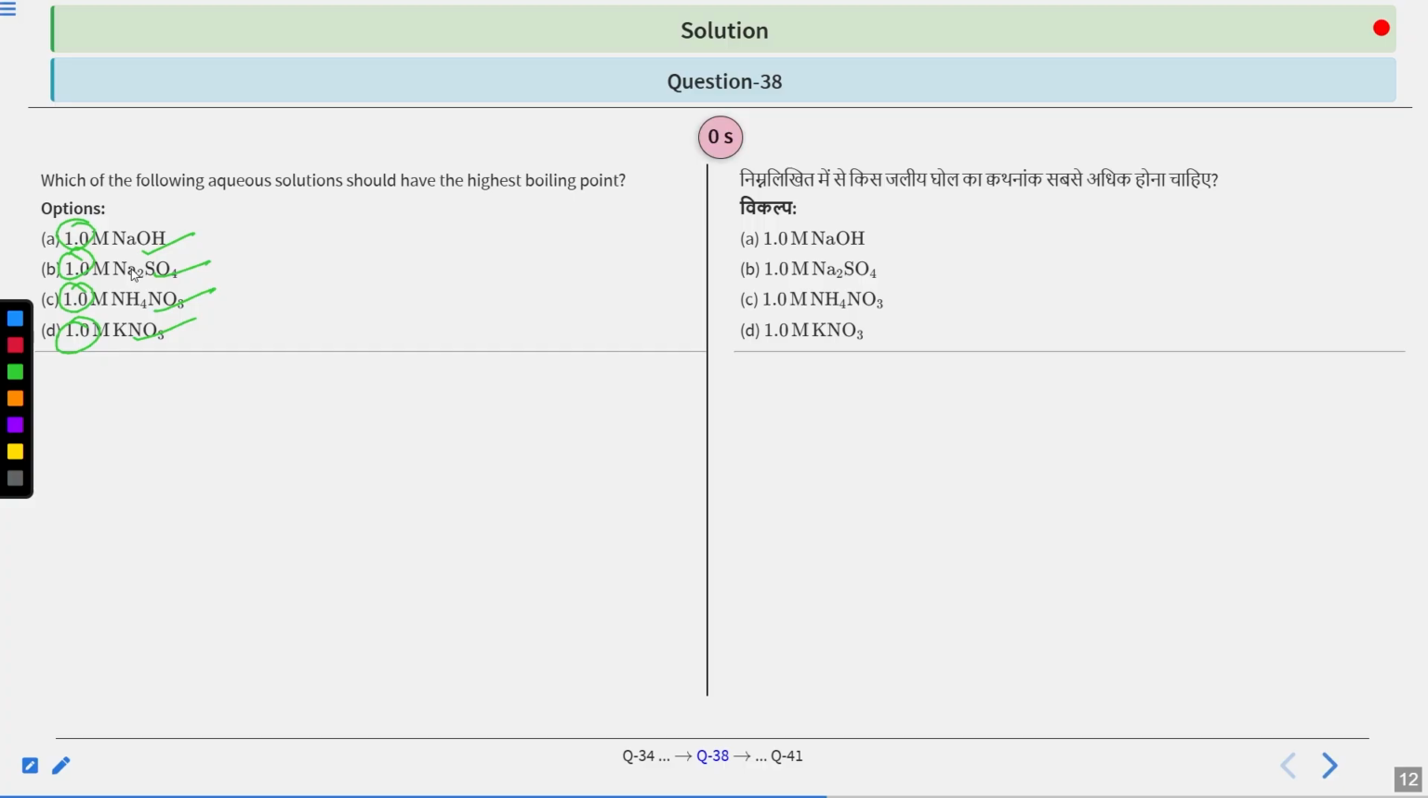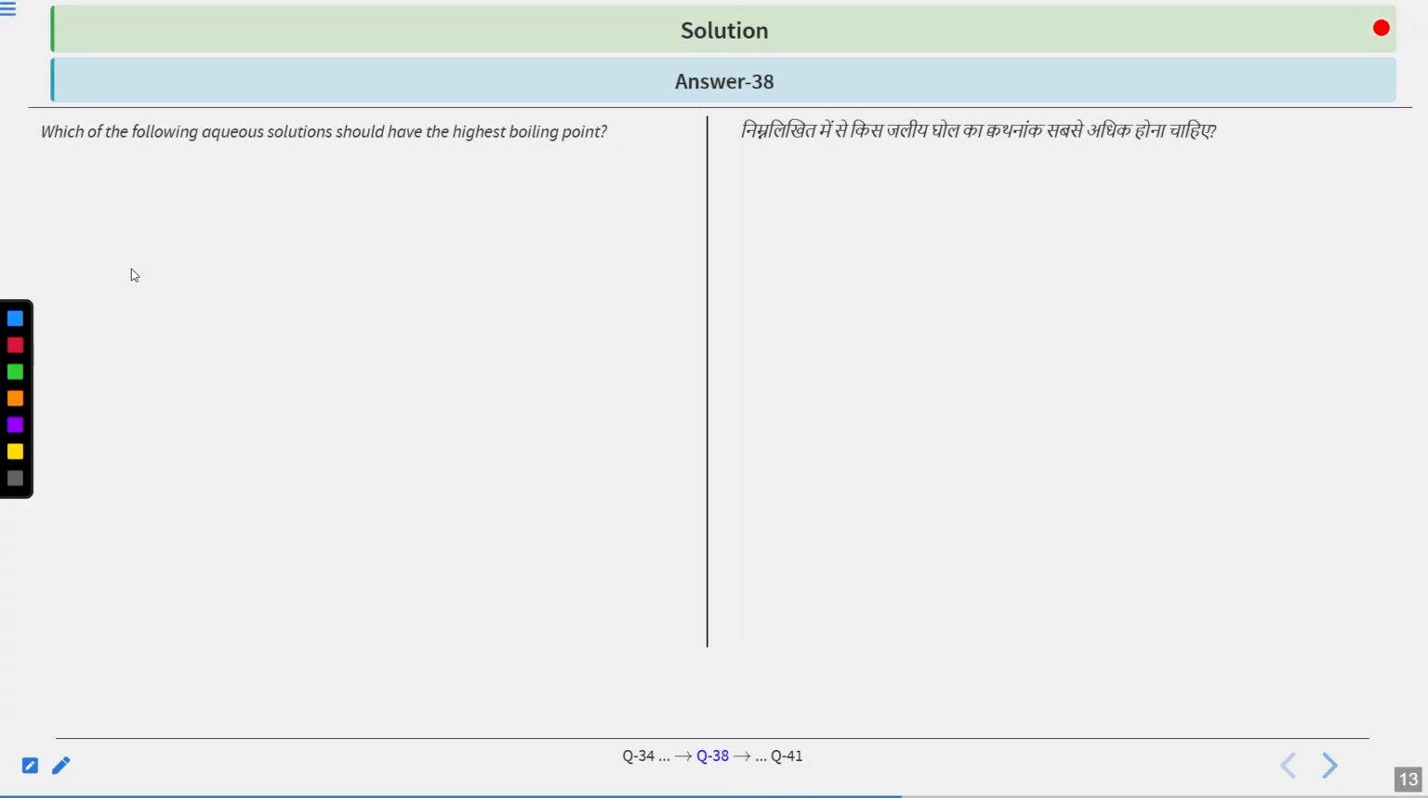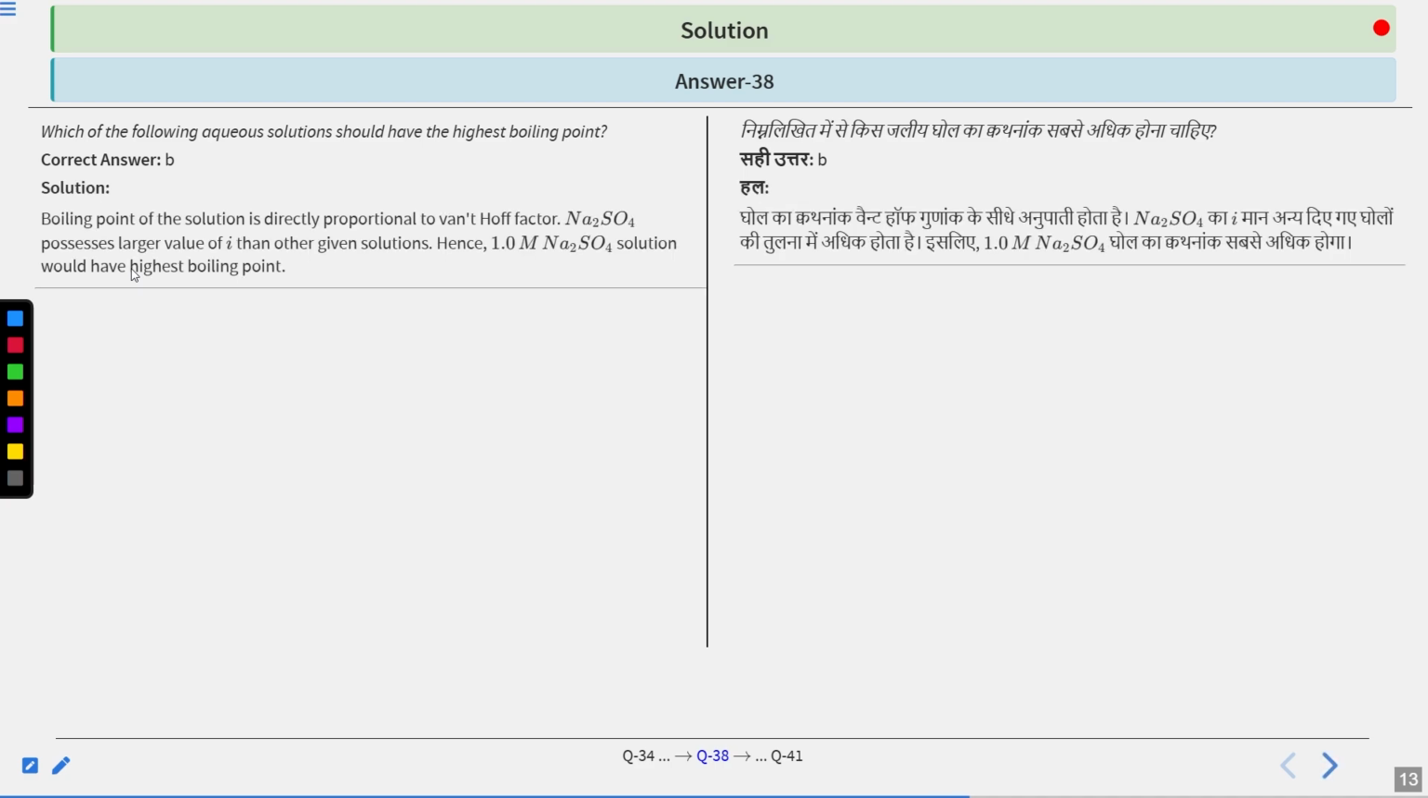Your time is up. Let us see how we can solve it. The correct answer is B for those who have solved it. The boiling point of a solution is directly proportional to the van't Hoff factor, as I have told you. Since Na2SO4 has 3 particles, we will have the greatest value of i in this one. Hence the boiling point elevation will be higher in comparison to all 3 others, and in the case of Na2SO4 it will be the highest one. Clear? Moving on to the next question.